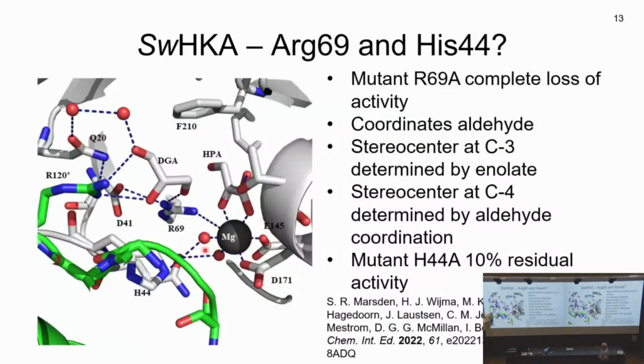Good. So what about this arginine? When you mutate it away, you lose all activity, and then we managed in a soaking experiment to get our hydroxypyruvate into the active site, and also an aldehyde, and this is the carbonyl group. And you can see that nicely coordinates to the arginine, and if you mutate away the histidine, you lose the base and nothing happens anymore. And overall in this reaction, this enolate, made chiral by the scaffold of the enzyme, determines the stereocenter at C3, and the coordination of this aldehyde determines the stereocenter at C4.